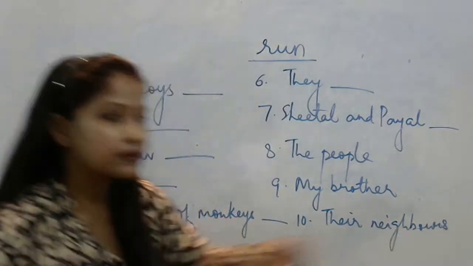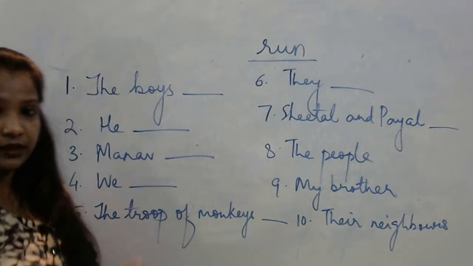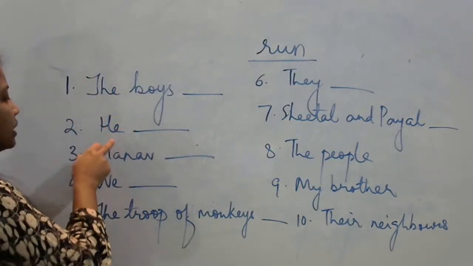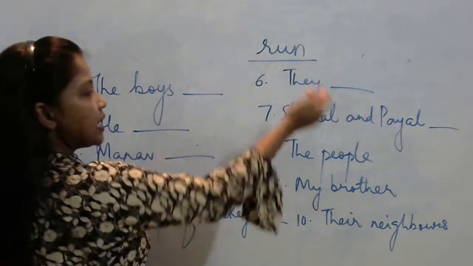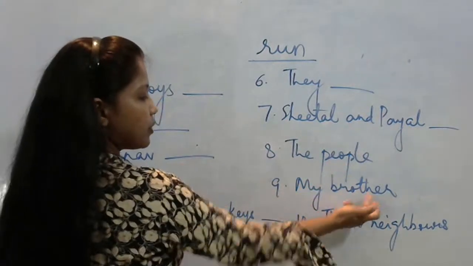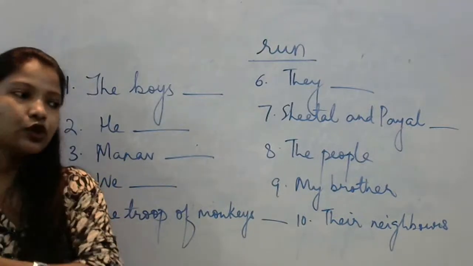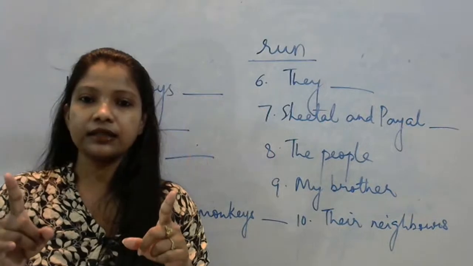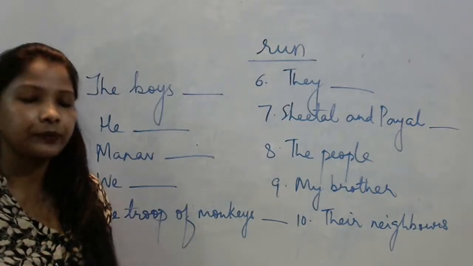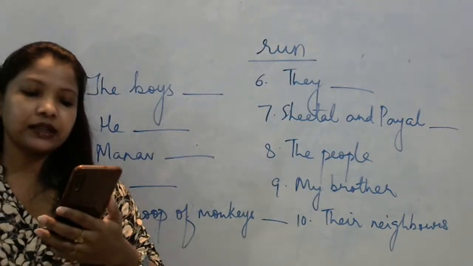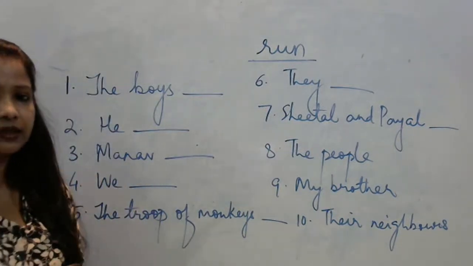This is neighbors, S. So I will repeat the words so as it is clear to you once again. It is the boys, he, Manav, we, the two monkeys, they, Sheetal and Payal, the people, my brother, their neighbors. Write it at a time. Do not write single. One answer in one answer. You need to write out one this, two this. I want one answer. No single answers. A single message containing all the answers.